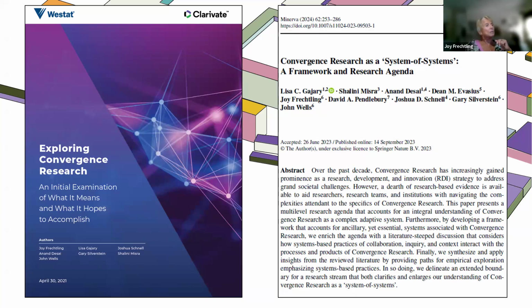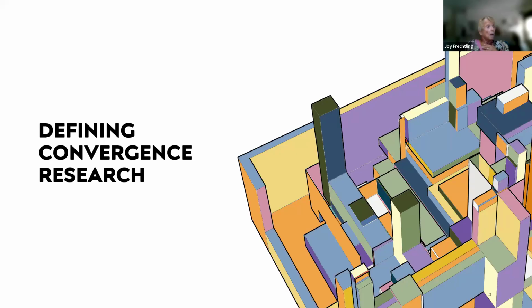Christen mentioned the report we did for NSF. That's on the left-hand side here, exploring convergence research. And then we did have a publication in 2024 in Minerva, which was talking about the kinds of things that we did in the study and pushing it a little bit further in terms of research implications. All right, let's start with the basics, defining convergence research.